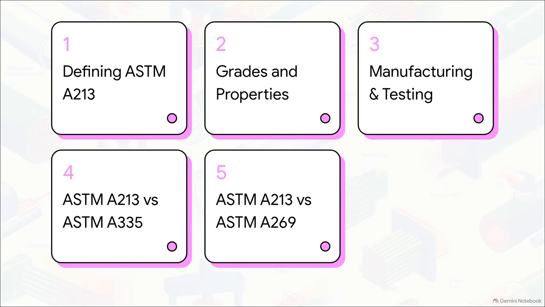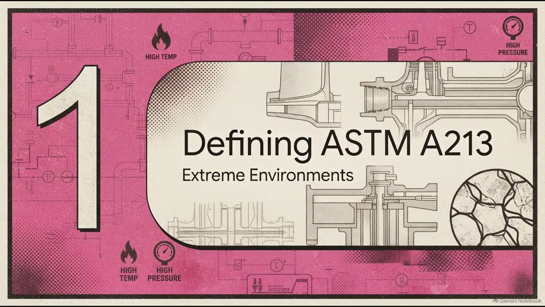Okay, let's dive right in. Here's a quick roadmap of what we're covering today. We'll start off by defining ASTM A213, then we'll break down the key grades and their properties. After that, we'll look at the strict manufacturing and testing rules, and finally, we'll compare it against ASTM A335 and ASTM A269 so you know exactly when to specify this material.